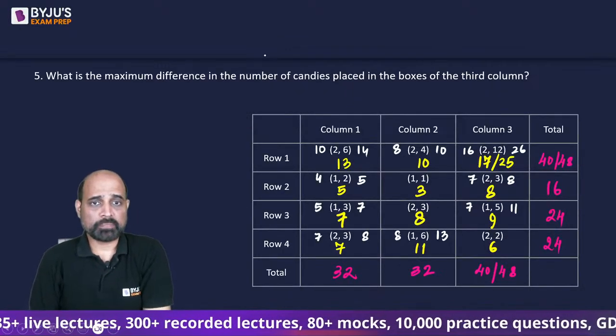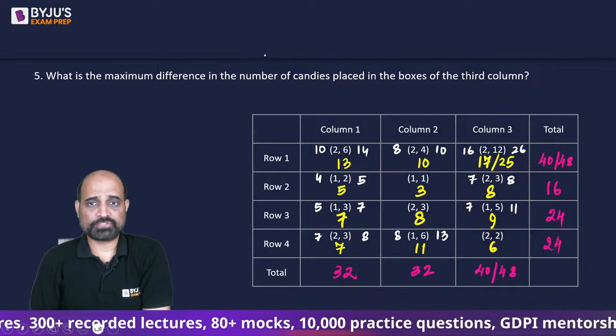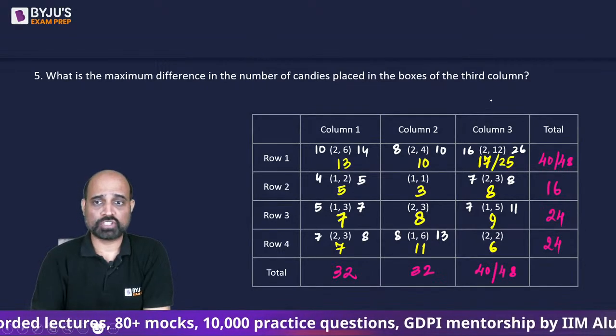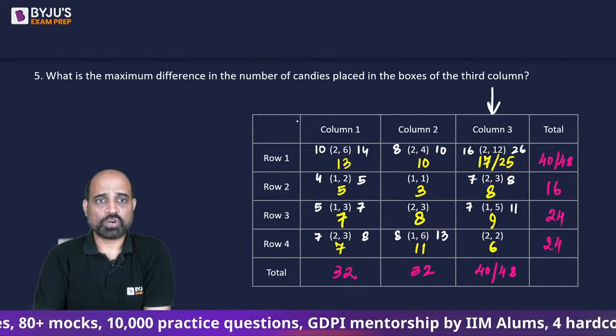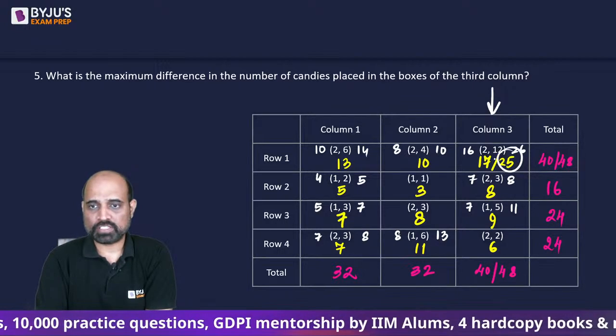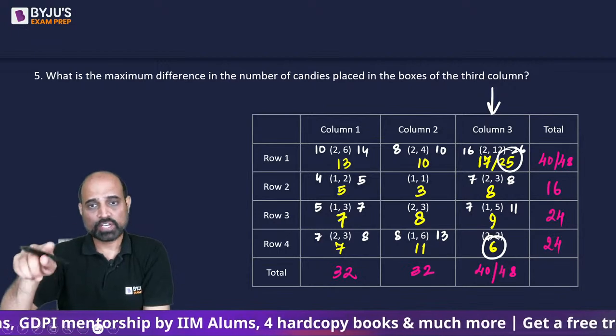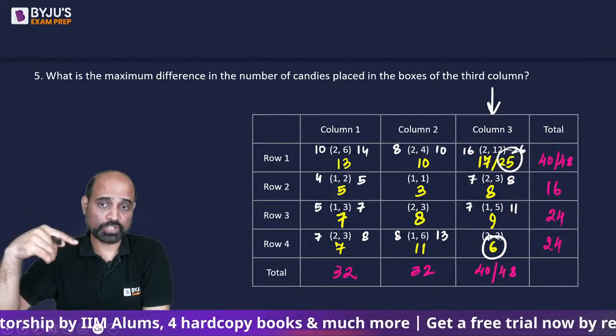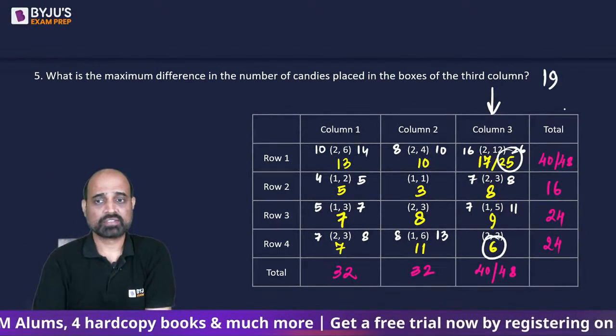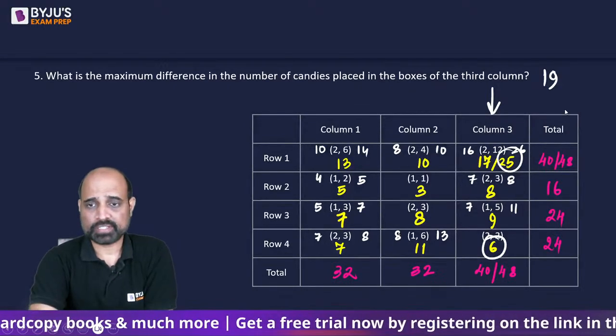Next, what is the maximum difference in the number of candies placed in the boxes of the third column? What is the maximum difference? Maximum is going to be possible. 6 is the least. 25 is the largest that we can have. So 25 minus 6, 19. Maximum difference 19 हो सकता है.